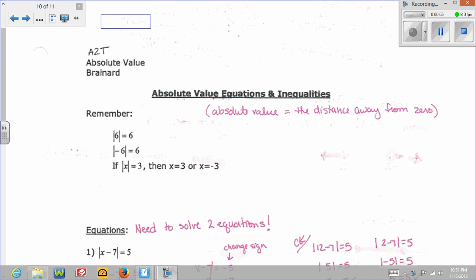Hi, and welcome to day 8 of the Radicals unit. Today we are talking about absolute value equations and inequalities. We're trying something a little different today.